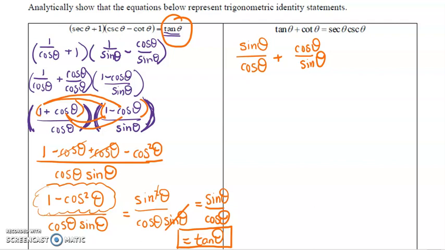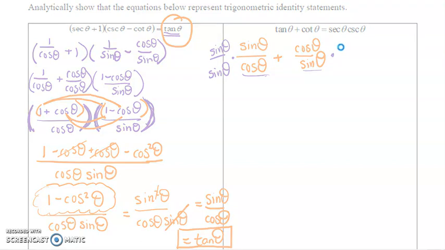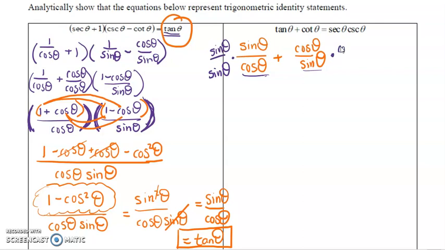So I have these two fractions, I want to add them together. In order to do that, I need a common denominator. So I'm going to take this denominator of sine, multiply it on top and bottom, this denominator of cosine, and then multiply it on top and bottom. Please excuse the software. Sometimes it has to catch up to my writing.